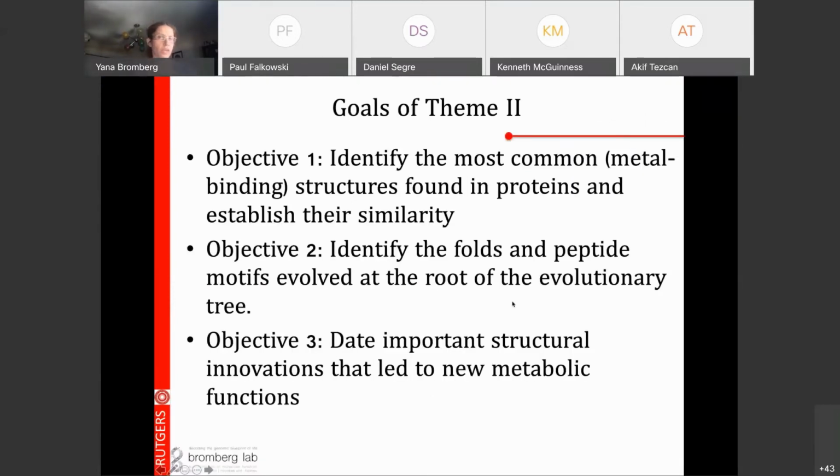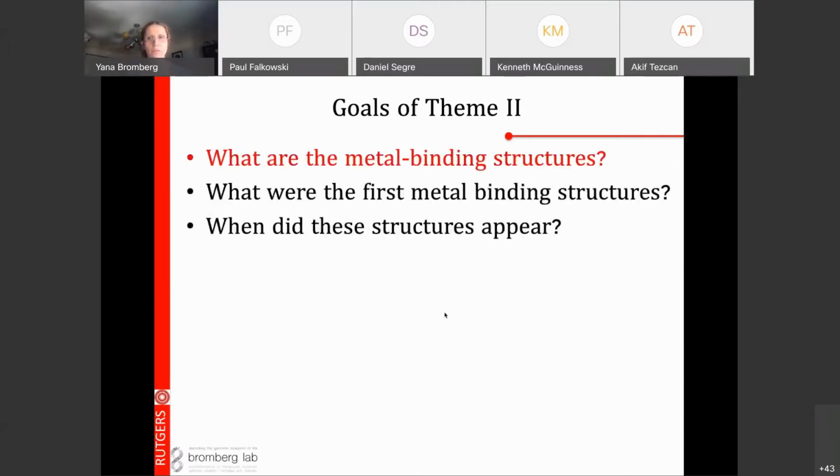The original objectives of Theme 2 are really nicely put. One is to identify the most common metal binding structures found in proteins and establish their similarity. Number 2 was to identify the folds and peptide motifs evolved at the root of the evolutionary tree. And number 3 was to date important structural innovations that led to new metabolic functions. Now, it's a mouthful, so basically I converted that into this.